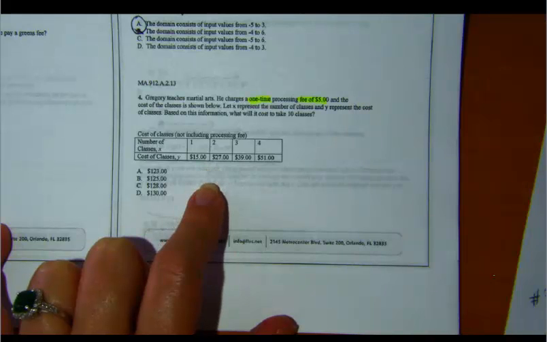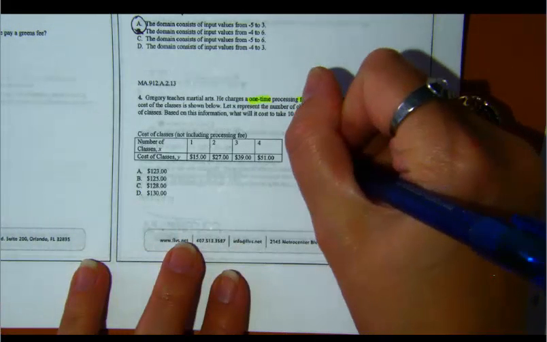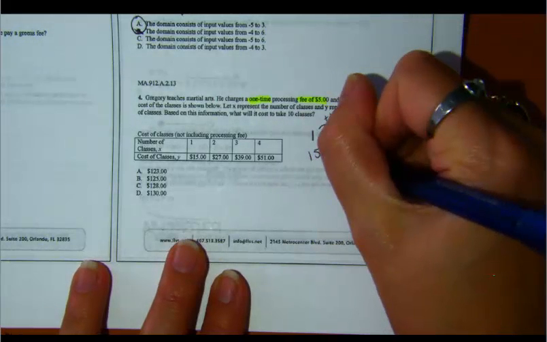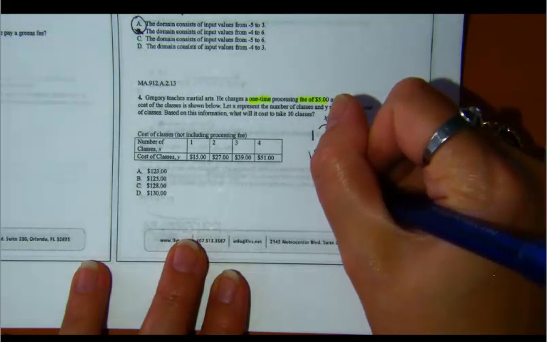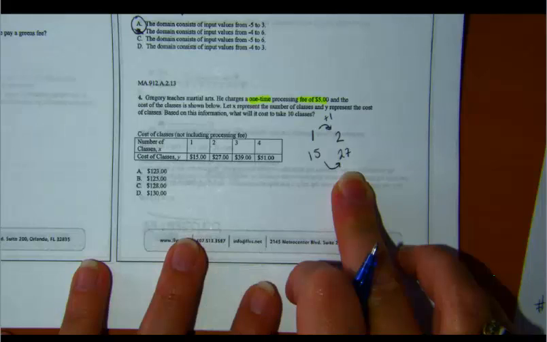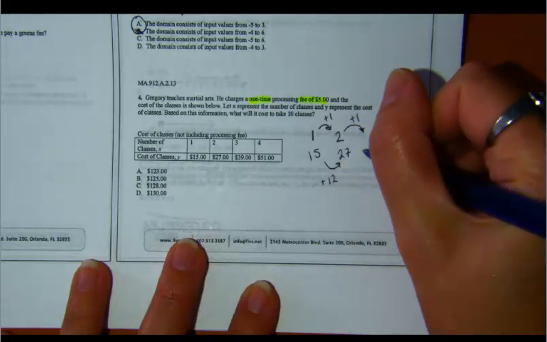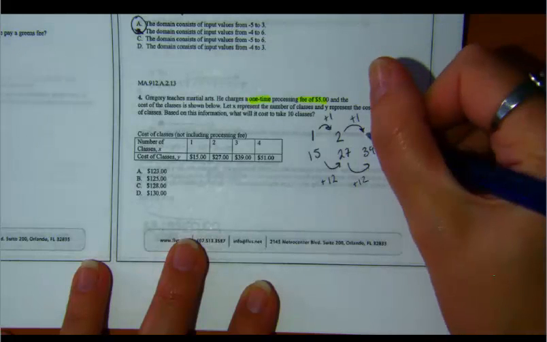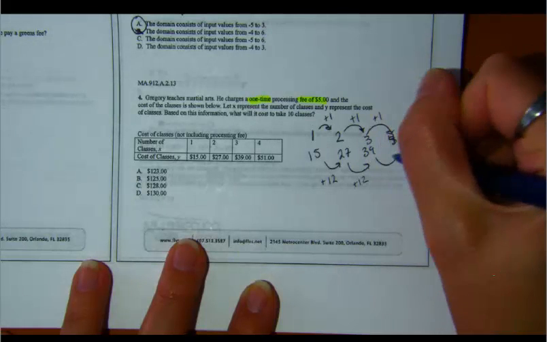So one class is $15. To go from 1 to 2, I go up 1. 2 classes is $27. How much do I go up here? To go from 15 to 27, it's 12. And then if I do one more class, I go up another $12. And if I do one more class, oops, that was 3, so this is 4, I go up another $12.